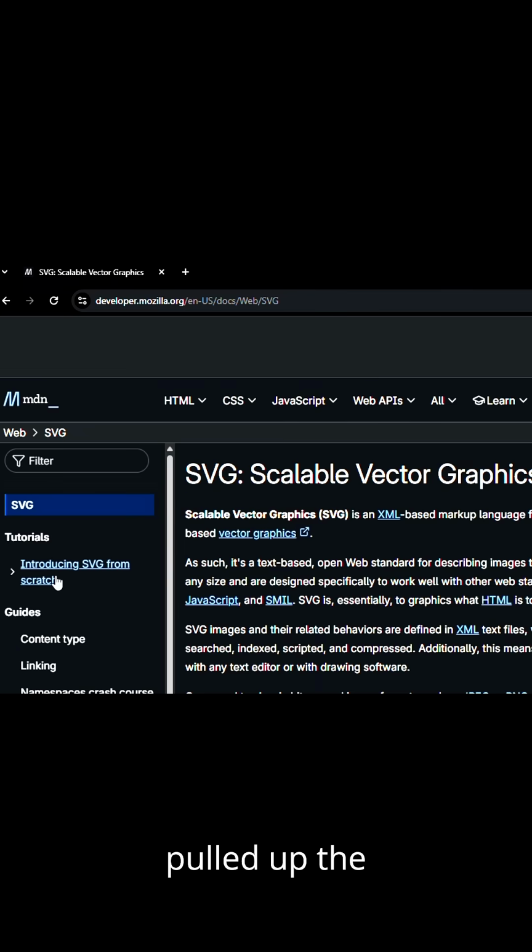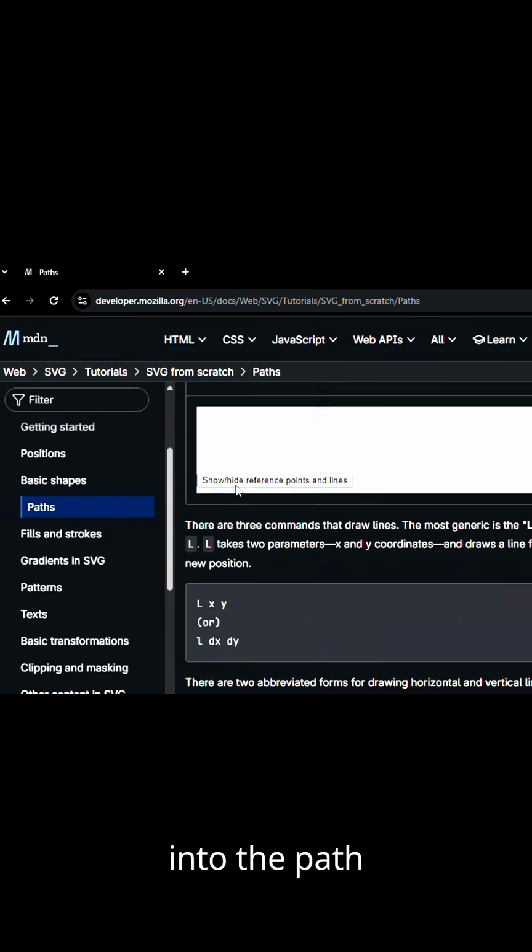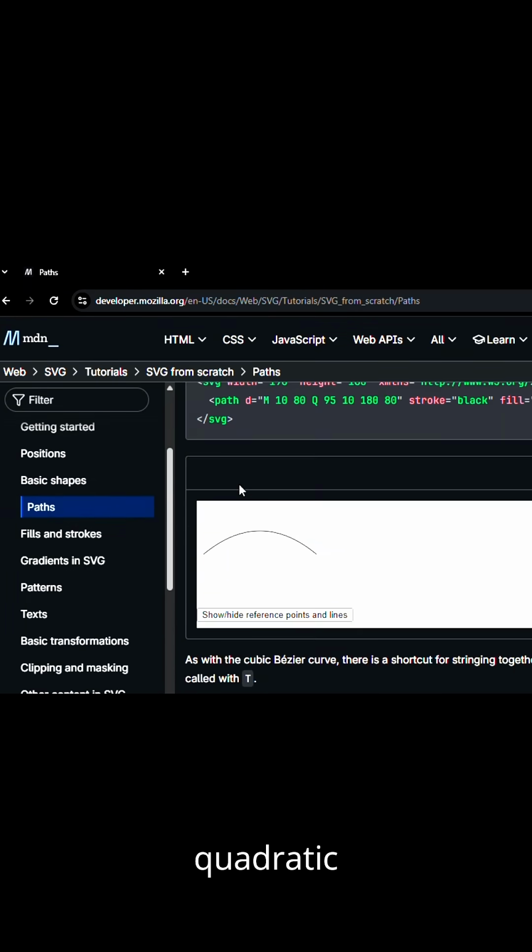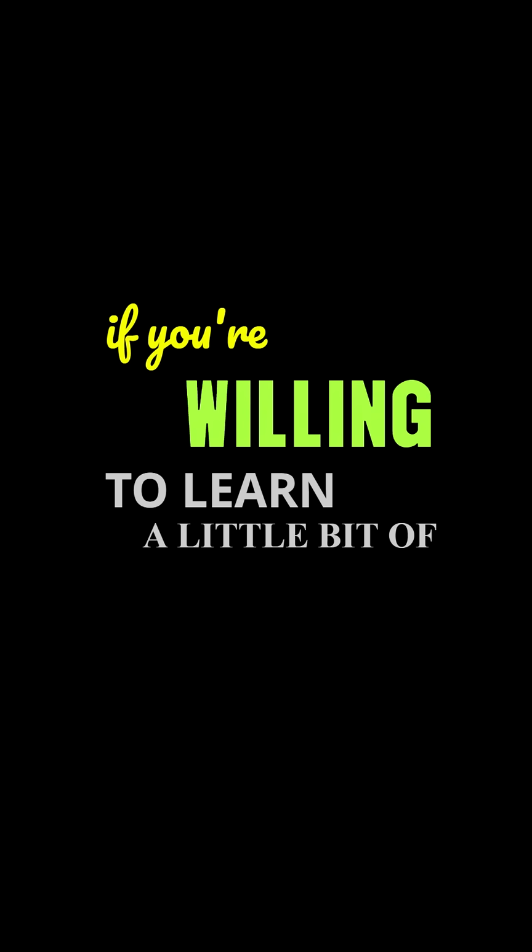Anyway, I pulled up the SVGs doc and went straight into the path section and found these quadratic curves. With these curves, you can basically draw any shape you imagine if you are willing to learn a little bit of math. And that's how I solved today's problem.